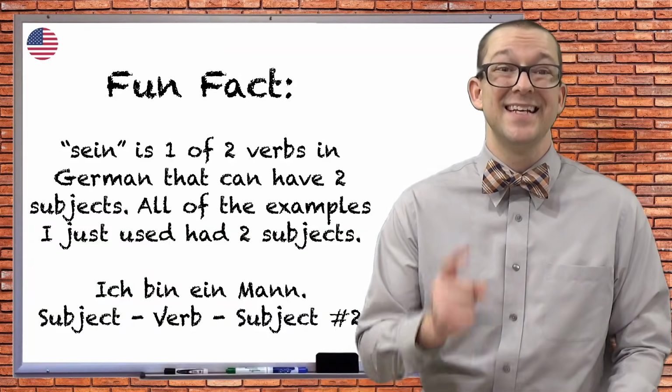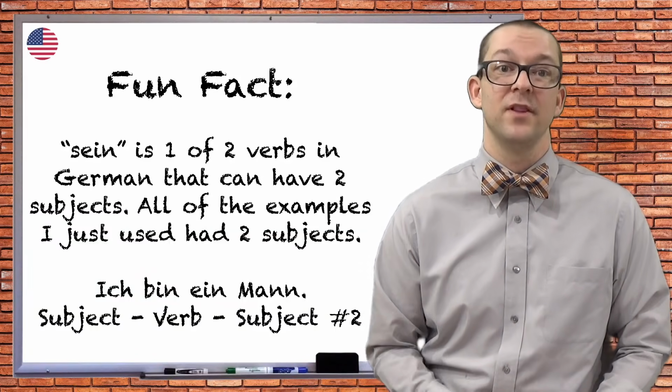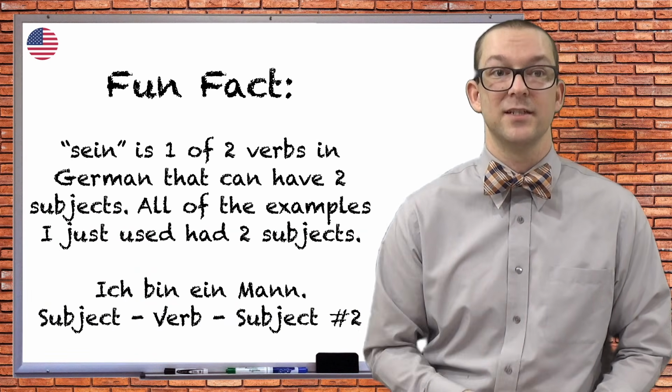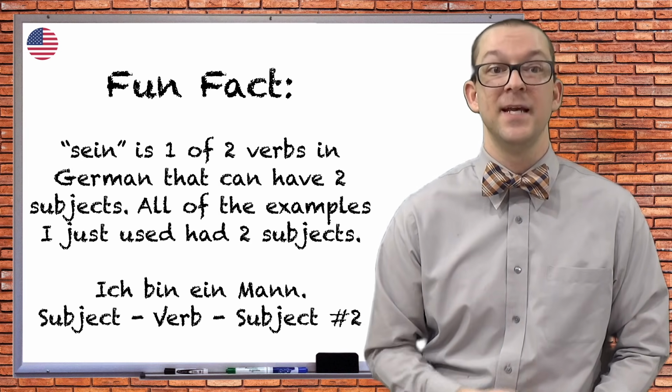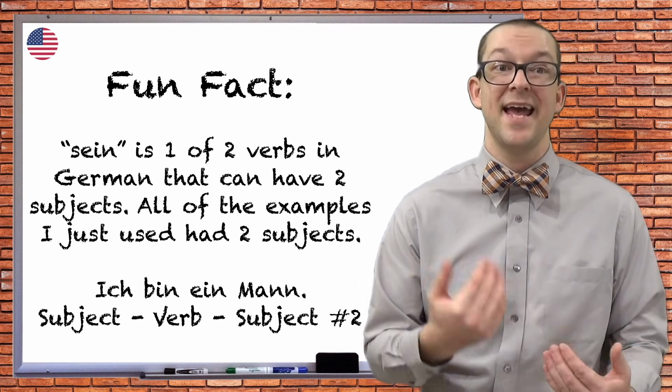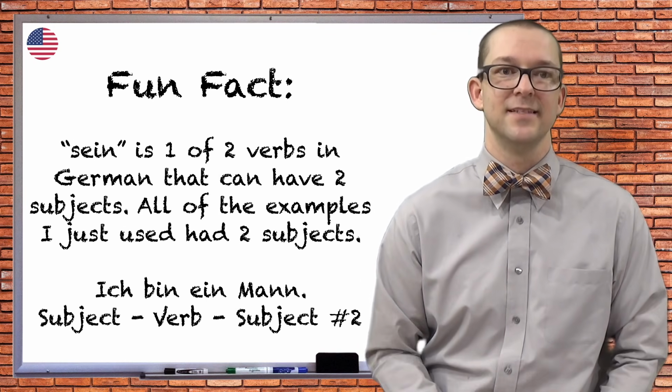Your fun fact of the day: sein is one of two verbs in the German language that can have two subjects. For instance, in all of the examples in the sentences that I just gave, Ich bin ein Mann, both the man and I are the subject of that sentence.